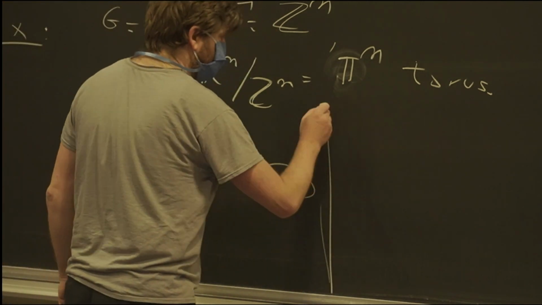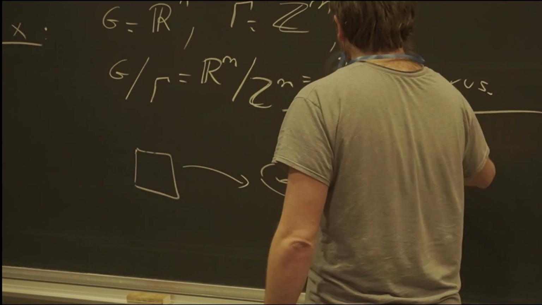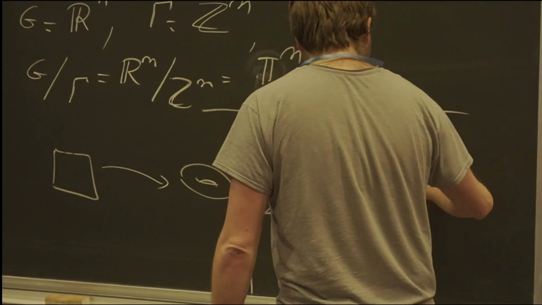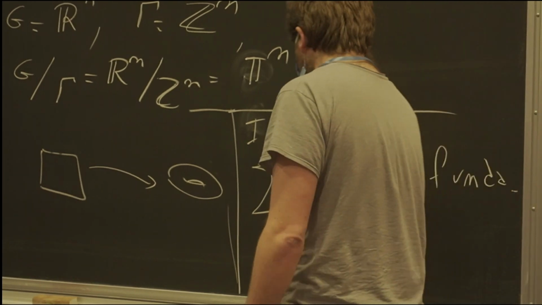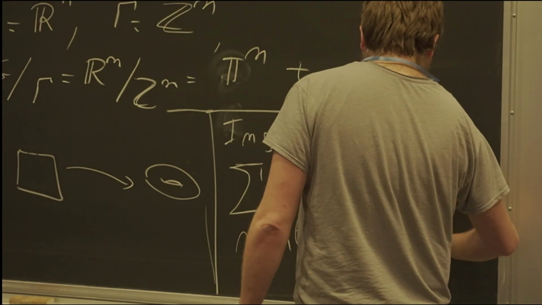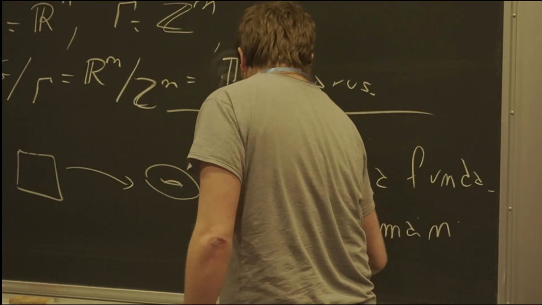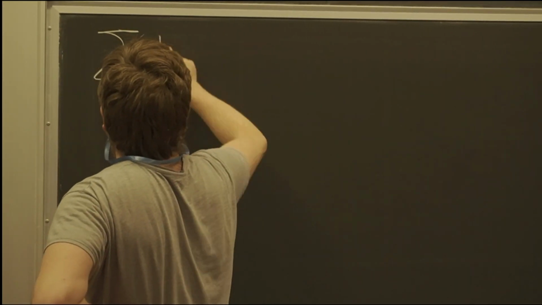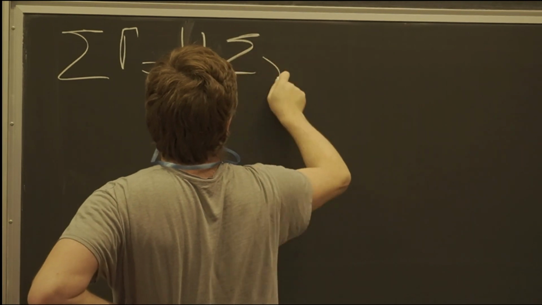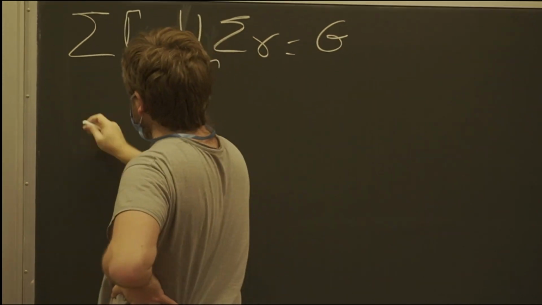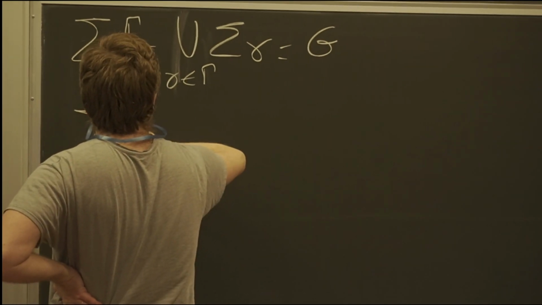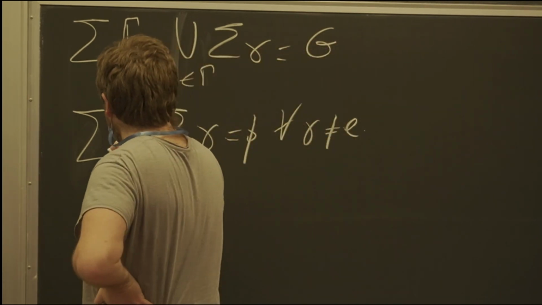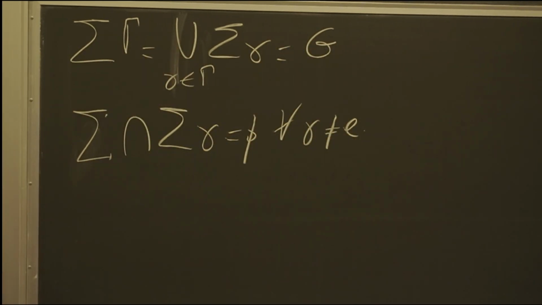So in general, we have sigma, a fundamental domain, meaning that the union of sigma times gamma is equal to G, and sigma intersection sigma gamma is empty for every gamma different from the identity. Okay, so that makes it into a fundamental domain, like the square here.